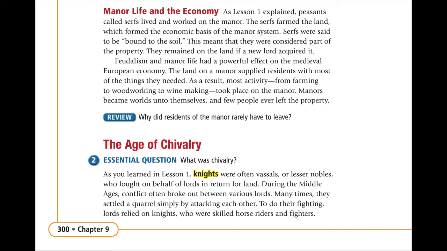The Age of Chivalry. Essential question. What was chivalry? As you learned in Lesson 1, knights were often vassals or lesser nobles who fought on behalf of lords in return for land. During the Middle Ages, conflict often broke out between various lords. Many times they settled a quarrel simply by attacking each other. To do their fighting, lords relied on knights who were skilled horse riders and fighters.